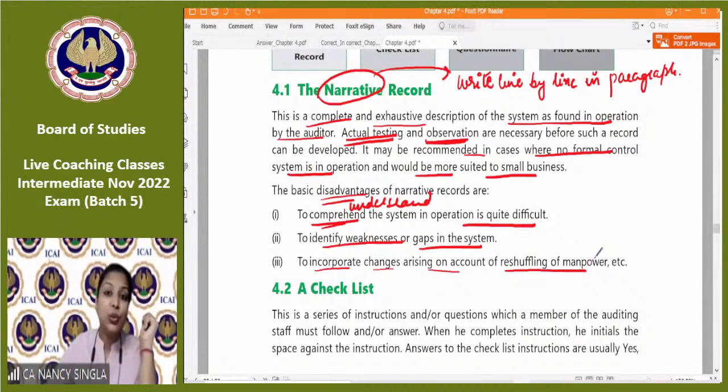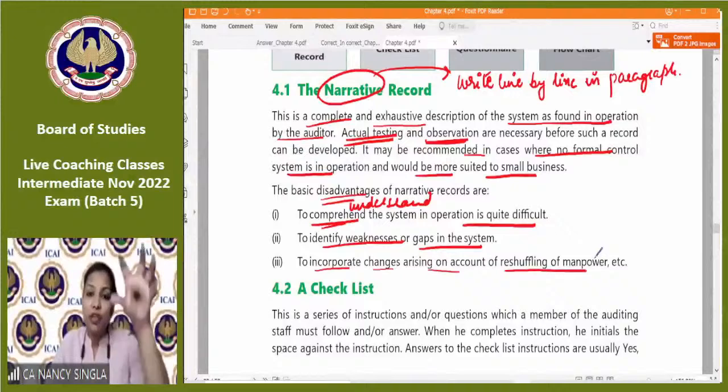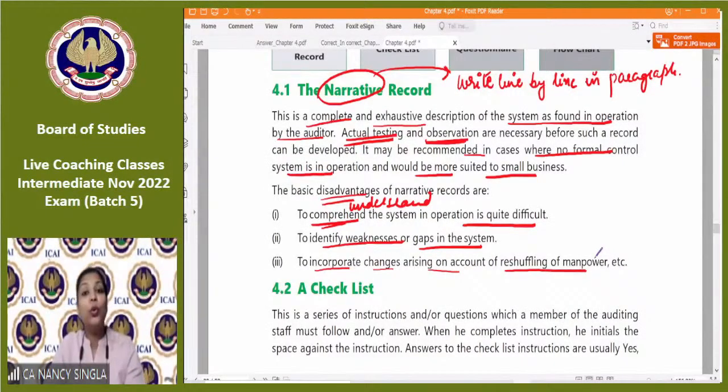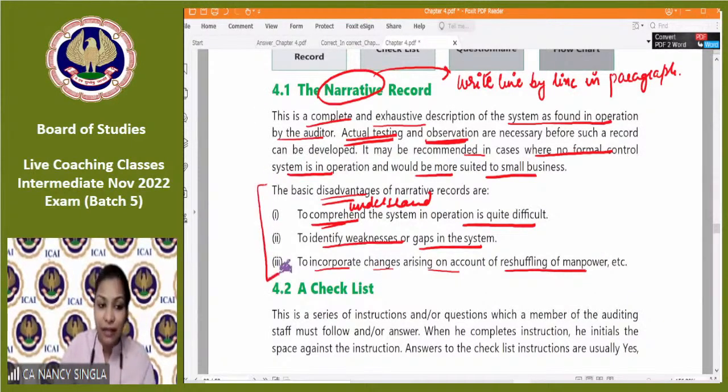Let's say there are two shifts in the client factory. Okay. Morning shift, you have maintained the entire narrative record, the entire description. Now, when the night shift comes, there is a substantial change in the way they work. Now you will have to write again. Why? Because you cannot make a change in that thing only. Why? Because it is written in paragraph form, in descriptive form. Okay? So these are certain disadvantages.